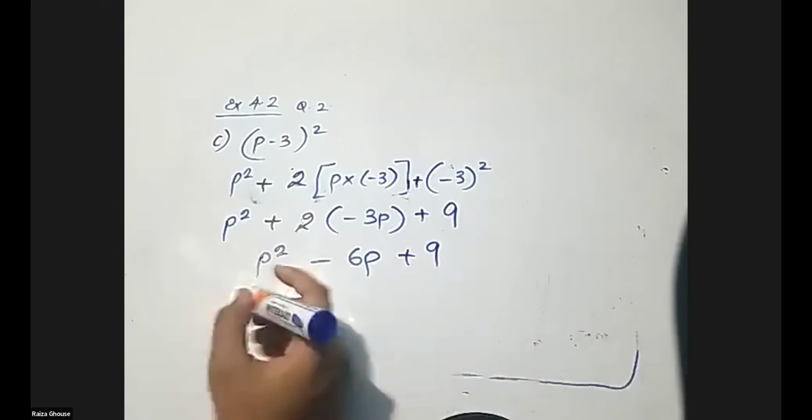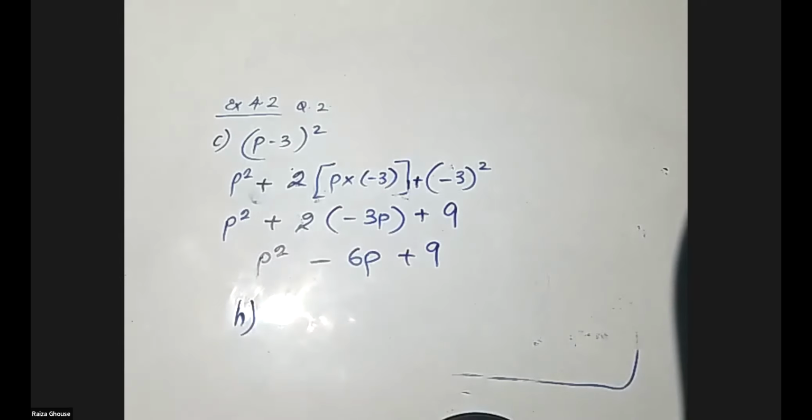Clear, miss. Okay, clear. Now copy down this one and start doing the H part. Quickly do. We have gone over the time. Please do the H part. Copy down and do the H part.